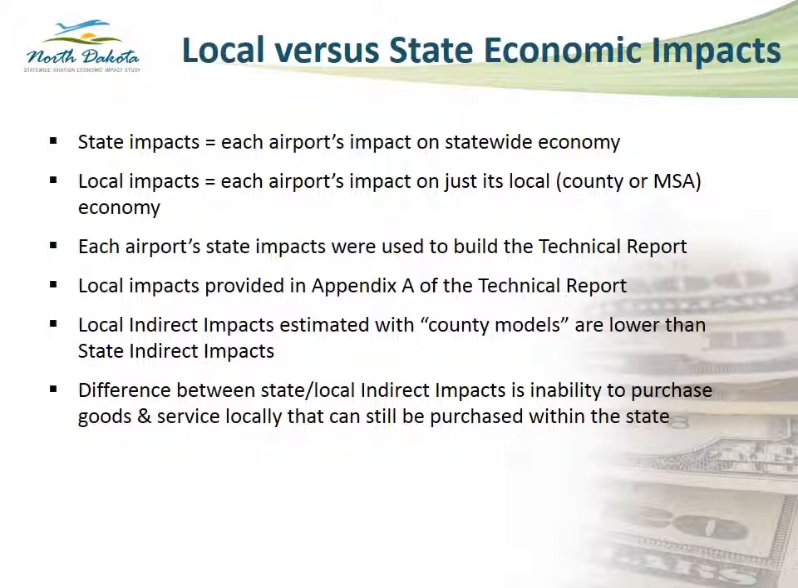The difference between state and local impacts is fairly simple. Local economic impacts show what can be purchased in the local area. State impacts show not only what can be purchased locally, but what also can be purchased within the state. The difference between an airport's local and state impacts shows purchases that took place elsewhere in North Dakota. Information in Appendix A of the technical report is available for all airports who wish to see the difference between the economic impact they have on the North Dakota economy versus the economic impact they have on just the economy of the airport's local market area.